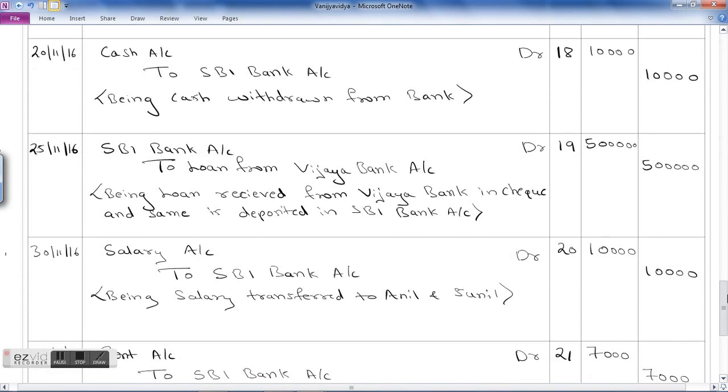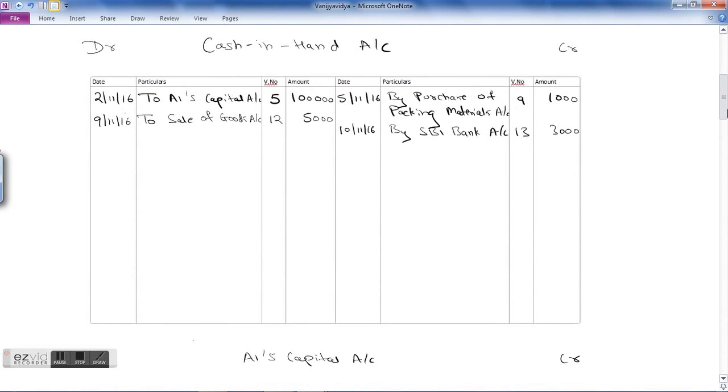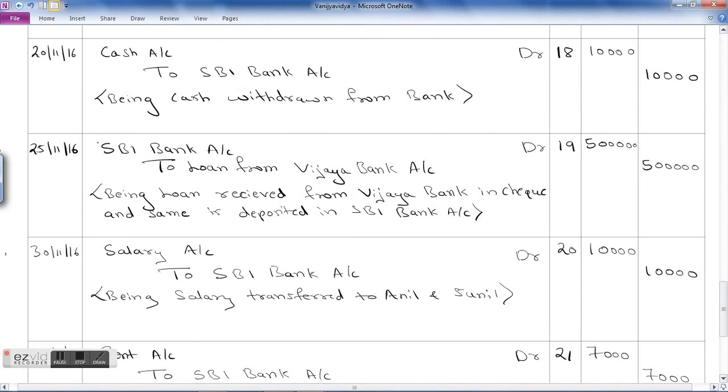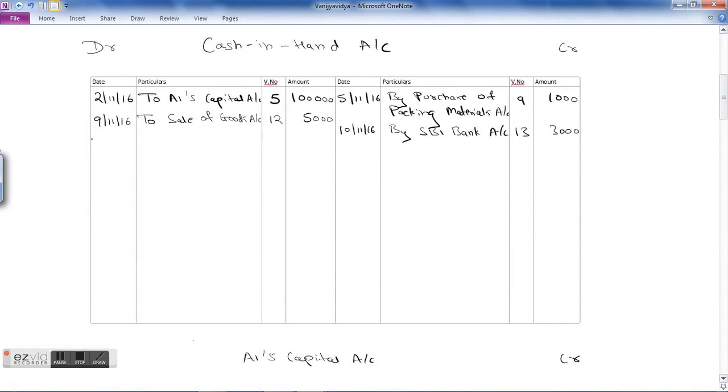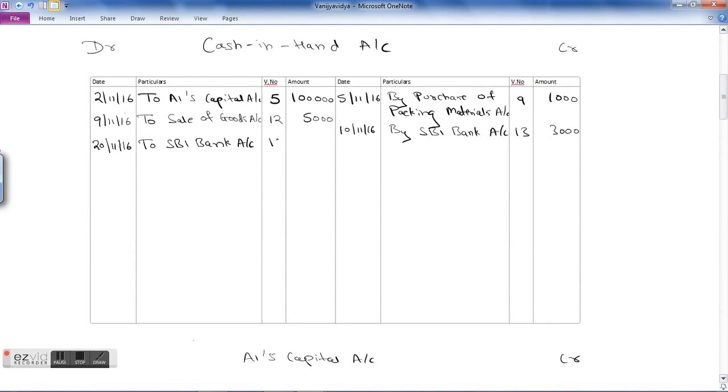Transaction number 18, cash account debit to SBI bank account, amount is 10,000. So cash account is debited. First effect, we will give it to cash account. So cash account debit. So on debit side we'll write to SBI bank account. Okay, and the voucher number is 18, amount is 10,000.